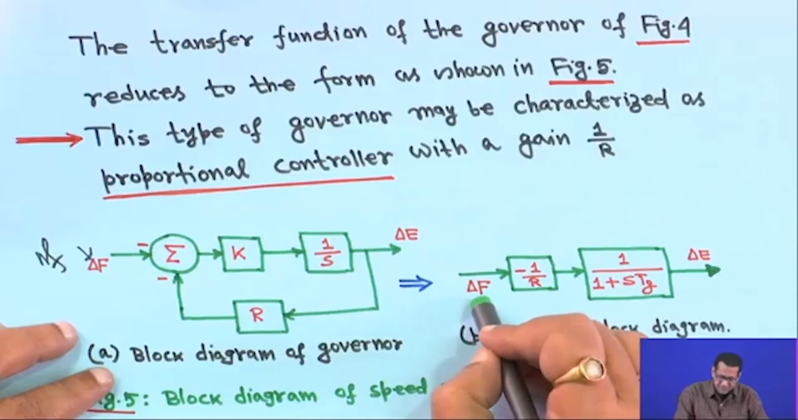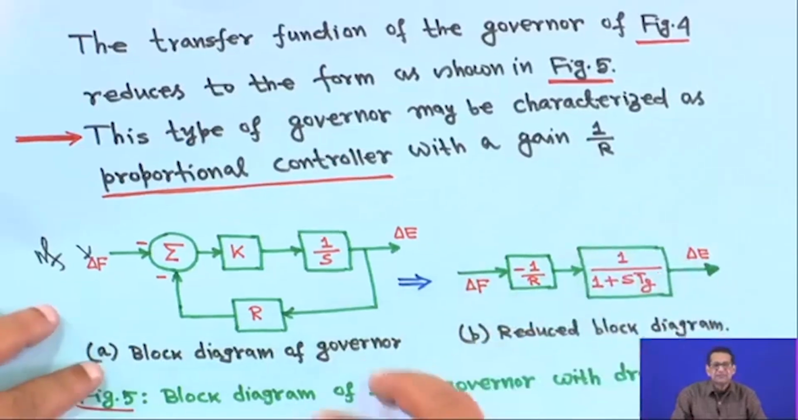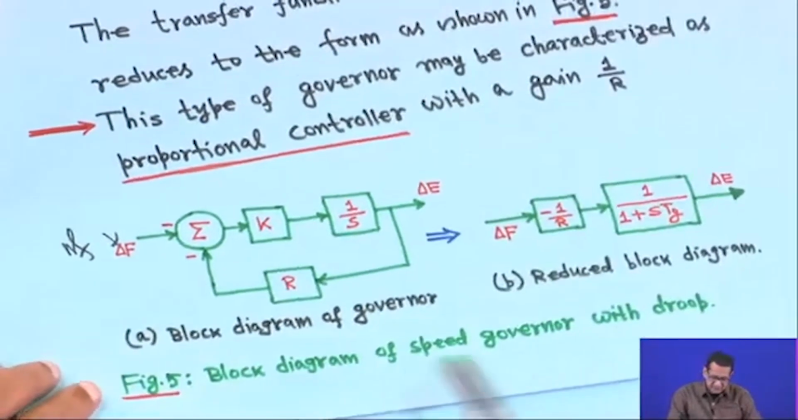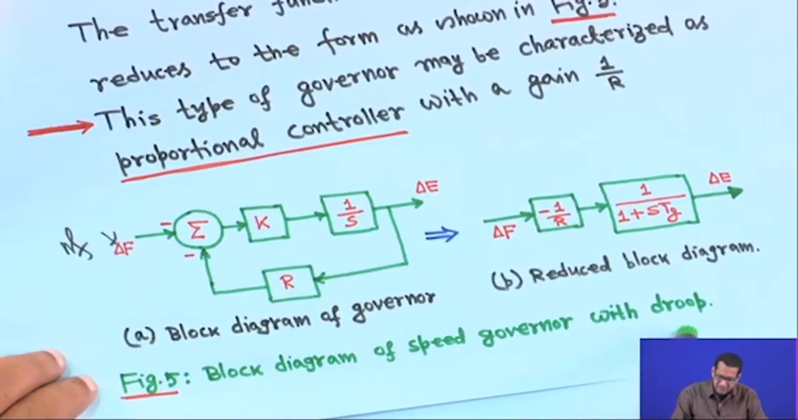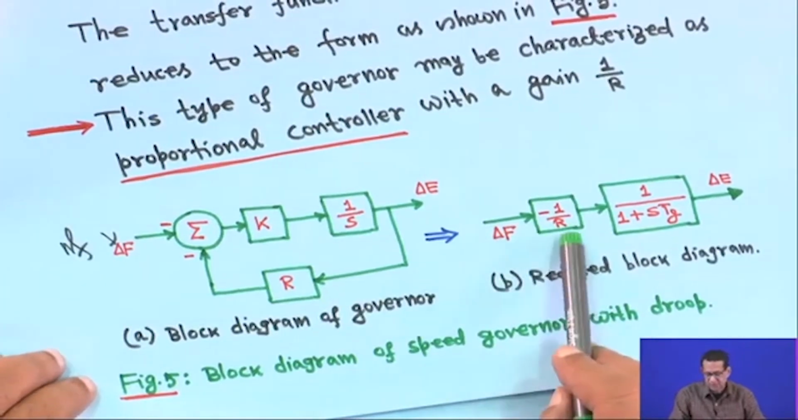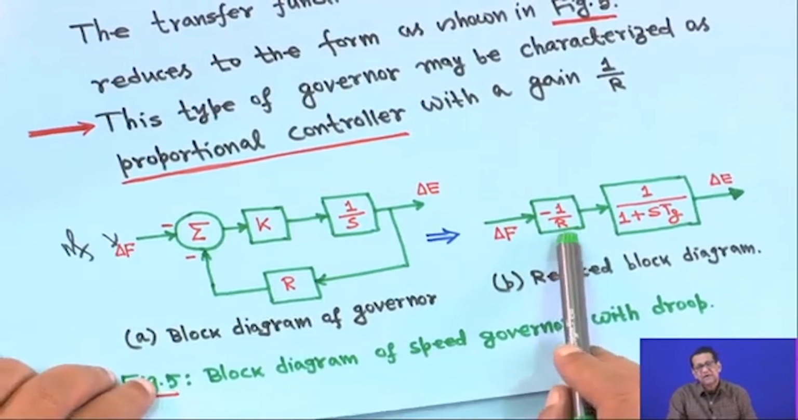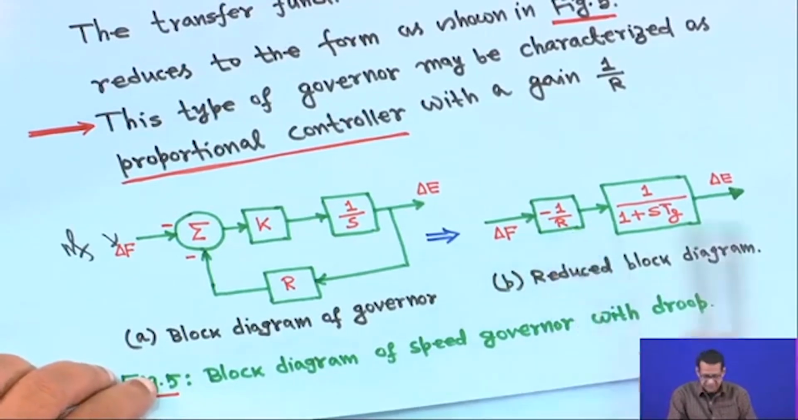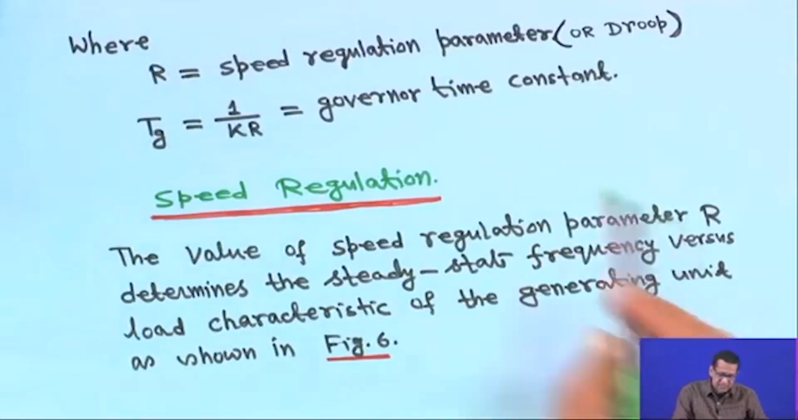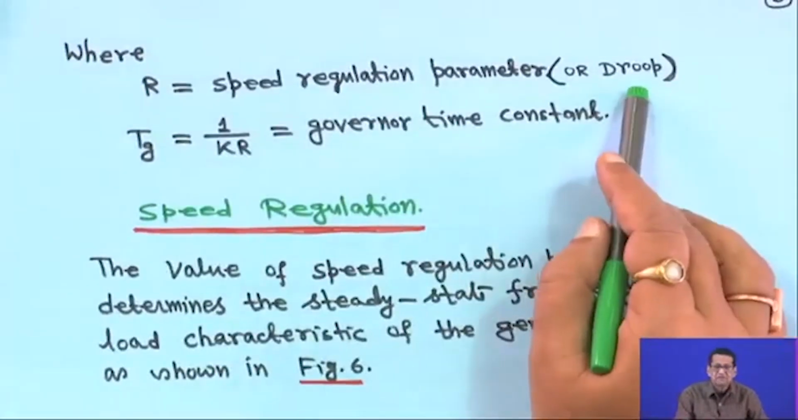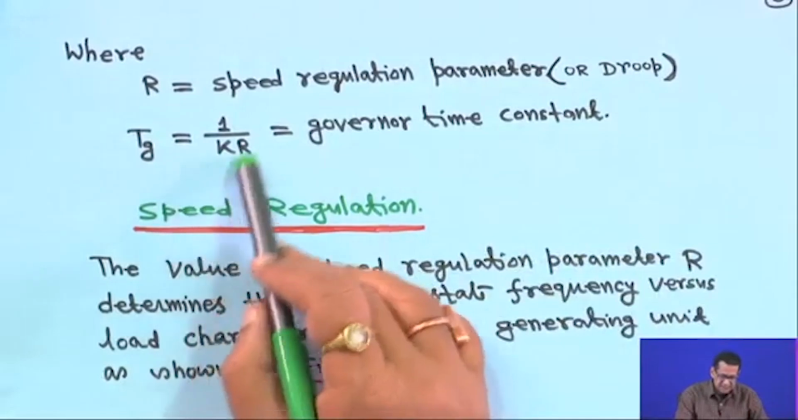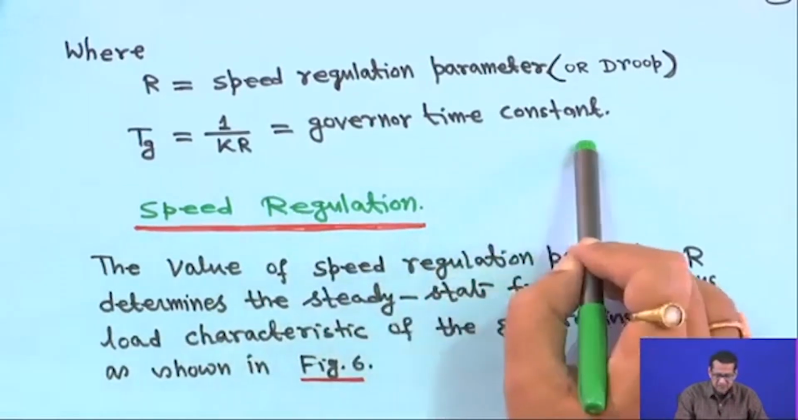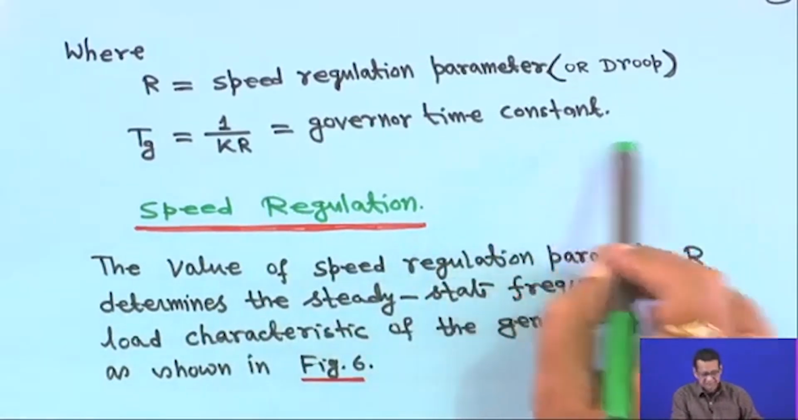This delta F is coming from where, that we will see later when everything is completed. So, this is the block diagram of the speed governor with droop characteristic. This R we call the speed droop characteristic, or sometimes the system regulation parameter. That is why R is the speed regulation parameter, or droop, and T G is equal to 1 upon K R, that is the governor time constant, T G.